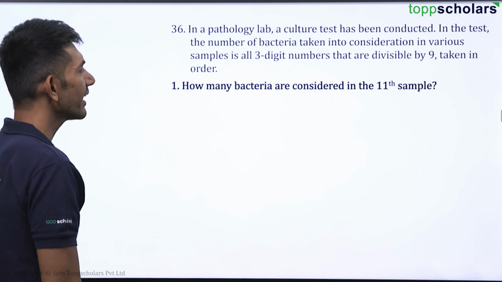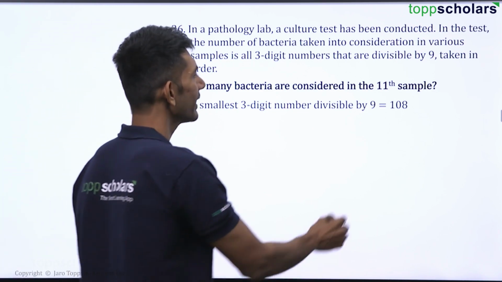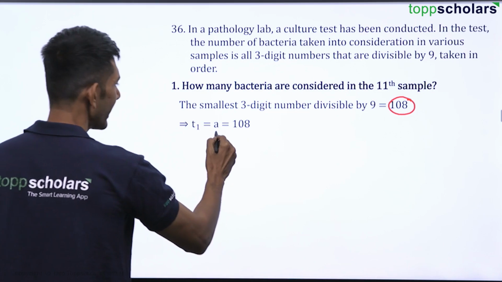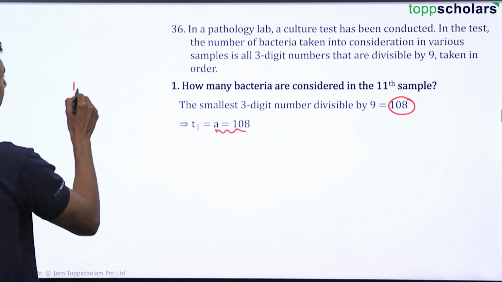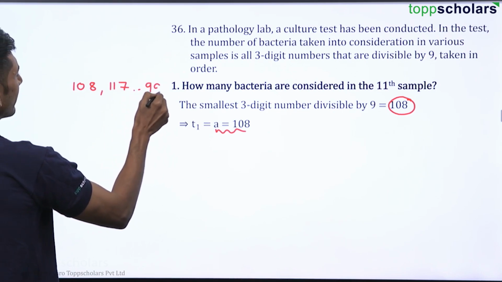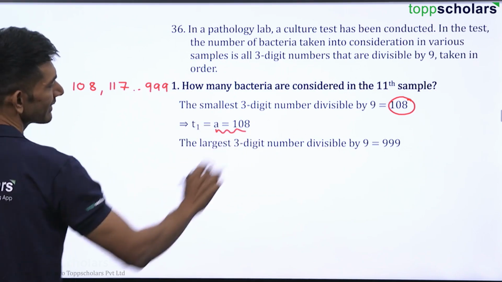So how many bacteria are considered in the 11th sample? Now the smallest 3-digit number divisible by 9 is 108. That is the first number. So can I say A? My AP starts with 108, then 117 till 999. So A is 108. Largest number is 999.